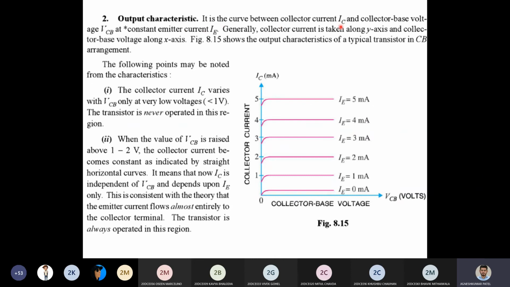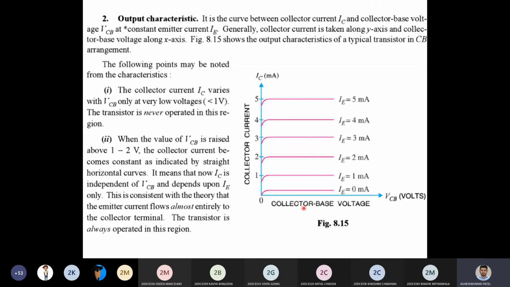So the curve between the collector current and collector base voltage VCB at constant emitter current. Generally, collector current is taken along the y-axis. So this is the characteristic between VCB and collector current. But to plot this, you have to make sure your emitter current is constant. Okay, that's the first thing.